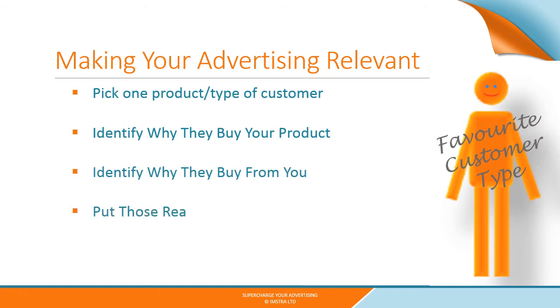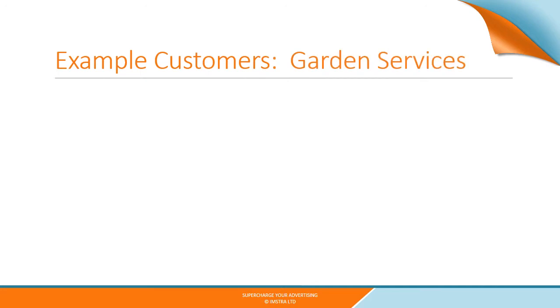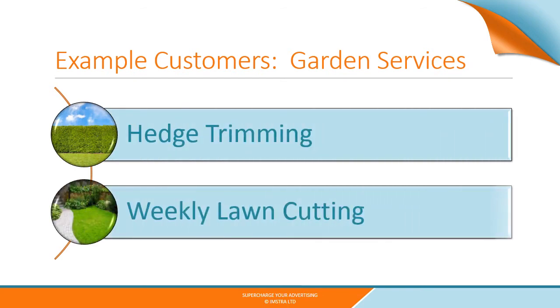So let's give you some examples so you can see what I mean. If we start with the gardening company we talked about earlier, now they may have two types of service they offer, such as, say, hedge trimming twice a year and a weekly lawn cutting service during the summer months.